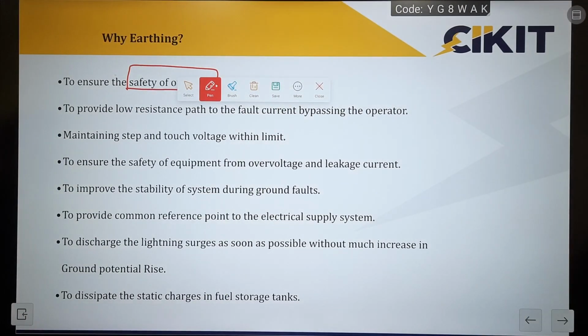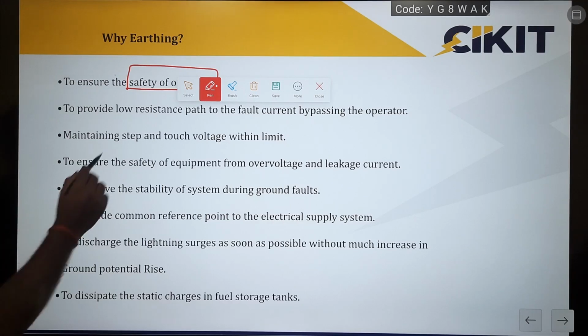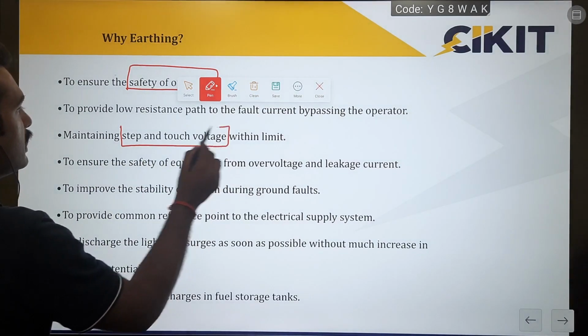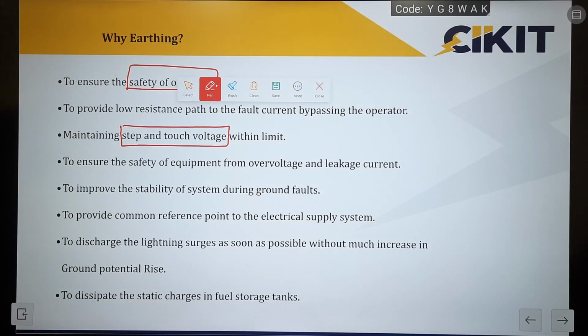And in substation designing, the two main important parameters are step and touch voltages. So by providing proper earthing, we have to maintain the step voltage and touch voltages below the tolerable limits. And if you take the system voltage as an example, we mention 230 volt or 240 volt or 400 volt as the voltage levels.